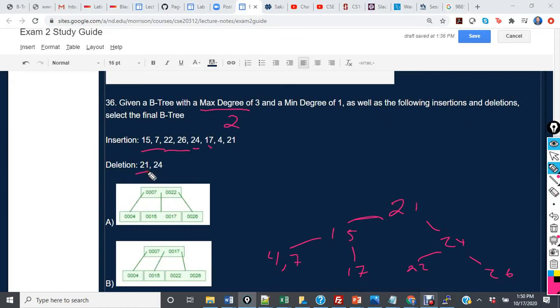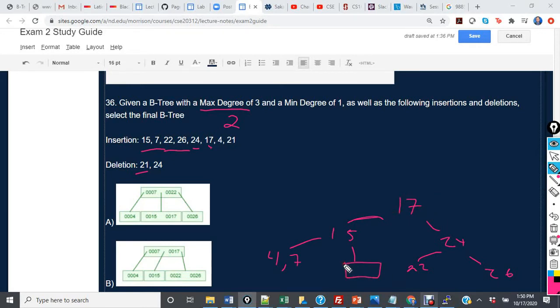On the type of exam, you're going to see that it's highly likely that one of the deletions will be a root node, and then a second deletion will require a merge. So let's take a look at the first deletion. First, I would get rid of 21 and then take the largest value on the left and move it up. So now we have an empty node here.